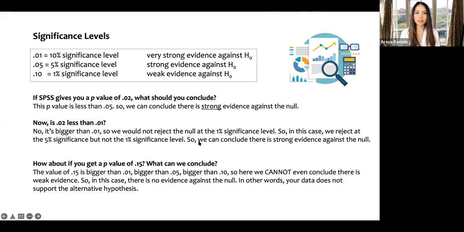It is not significant. The value of 0.15 is bigger than 0.01, bigger than 0.05, even bigger than 0.10. So here we cannot even conclude that there is weak evidence. Okay, it's not significant at all. So in this case, there is no evidence against the null. In other words, your data does not support the alternative hypothesis.